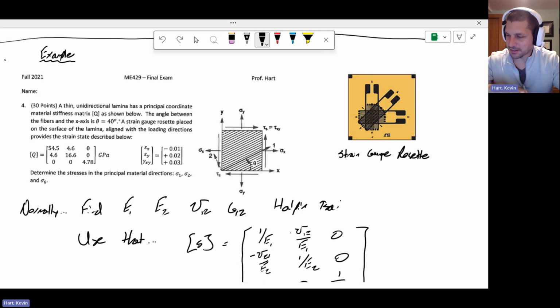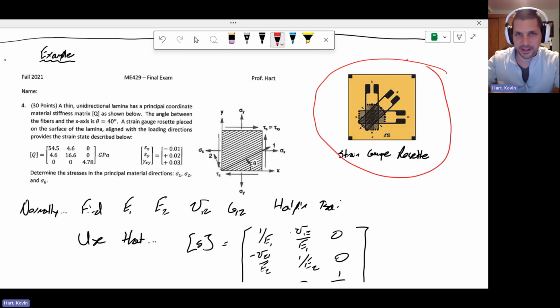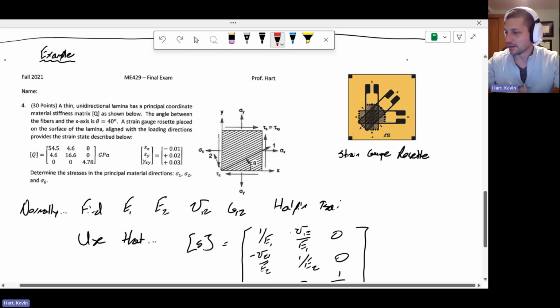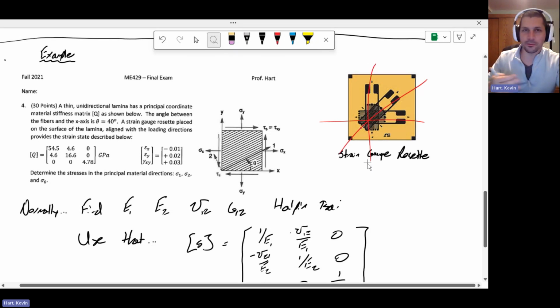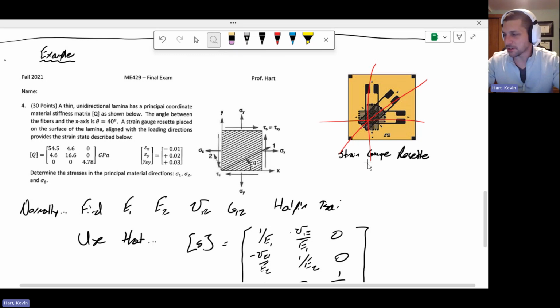A strain gauge rosette placed on the surface of the lamina aligned with the loading directions provides a strain state here. So what they're saying is there's a strain gauge rosette. This is a strain gauge rosette. Maybe you've seen these in your mechanics and materials class. If you're in the experimental mechanics class, you've definitely seen this. But it's basically a series of 3 strain gauges that all form 45-degree angles with each other that you can stick onto the surface of a material, and it can measure strains for you in those 3 directions.